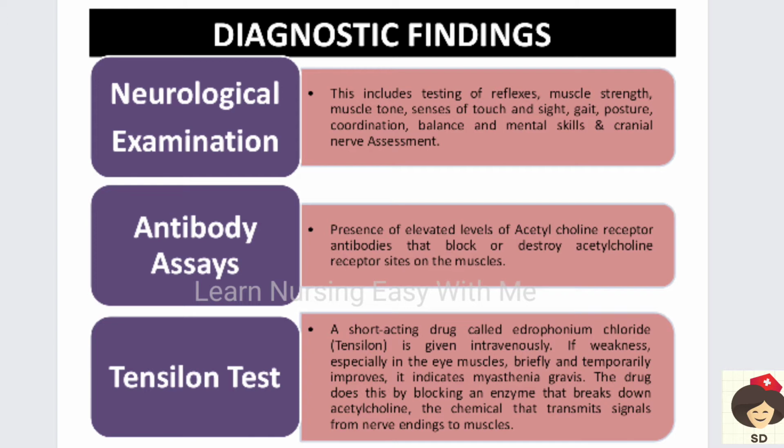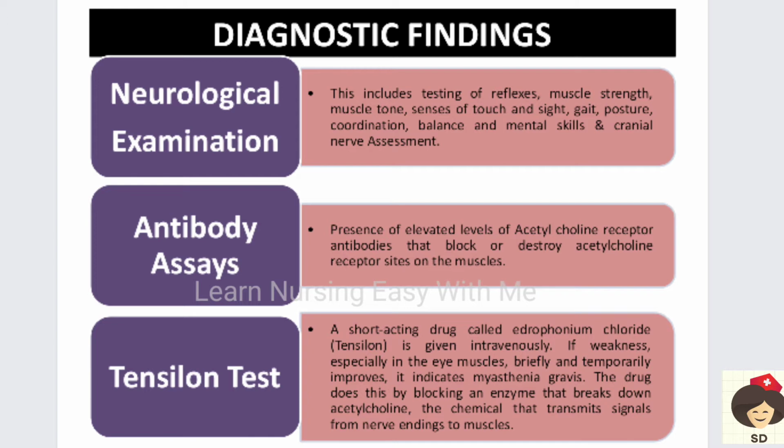And the tensilon test, this test will prove if the patient has myasthenia gravis. Here we have to inject tensilon intravenously. After the injection, if the weakness of the eye muscles and other symptoms temporarily improves, then it is myasthenia gravis.